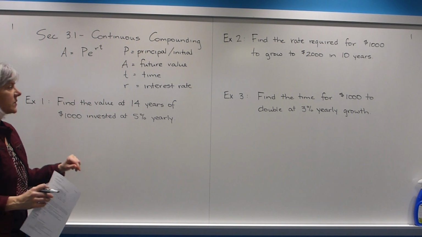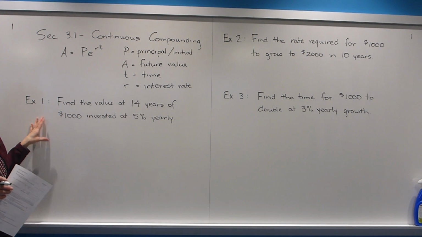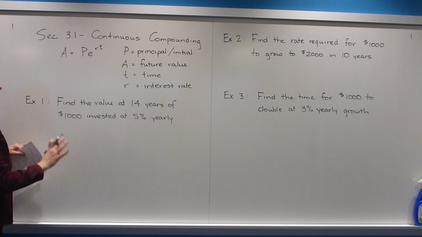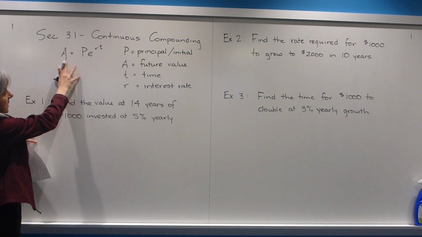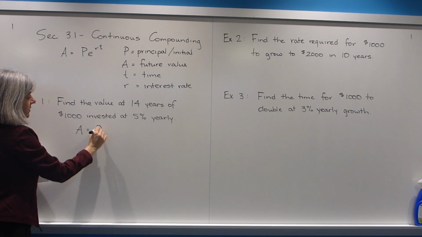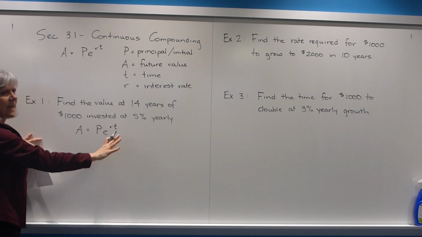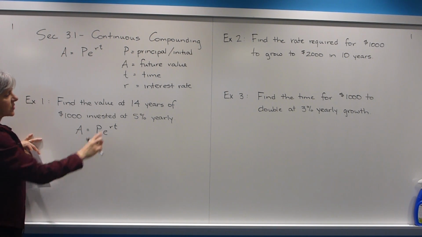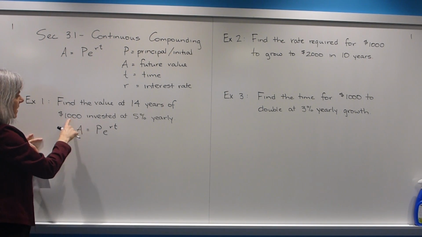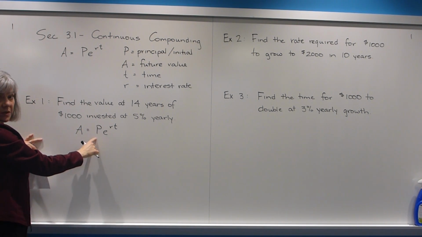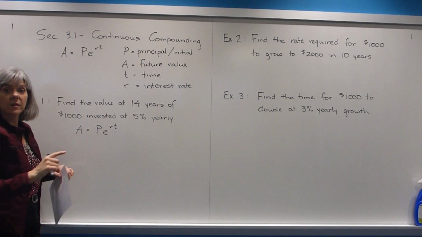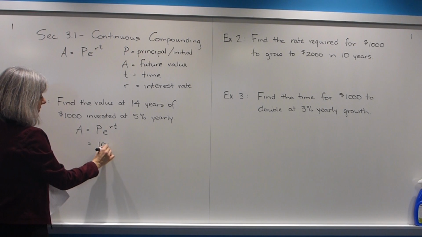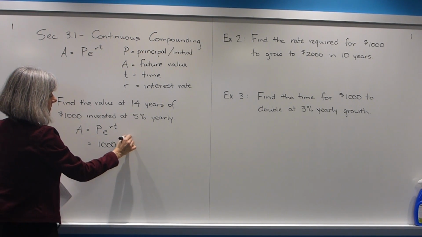So let's just do a few examples. The first one is this one. Find the value at 14 years of $1,000 initially invested at 5% yearly. So we're assuming that all of these are continuous compounding. So we're going to look at this equation and plug in the pieces we know. And I'm a big fan of writing out the equation so that then you can sort of drop in each piece and make sure that everything fits the way you think. So 14, that's going to be time. $1,000 investment, that's our initial investment, so that's P. And 5% will be our rate, but we need to convert that to decimal.